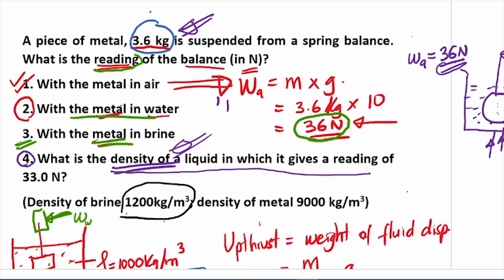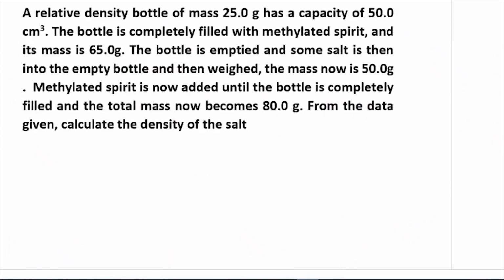Next number. A relative density bottle of 25 grams has a capacity of 50 centimeters cubed. The bottle is completely filled with methylated spirit and its mass is 65 grams. The bottle is emptied and some salt is then put into the empty bottle and then weighed. The mass now is 50 grams. Methylated spirit is now added until the bottle is completely filled and the total mass now becomes 80 grams. From the data given, calculate the density of the salt.